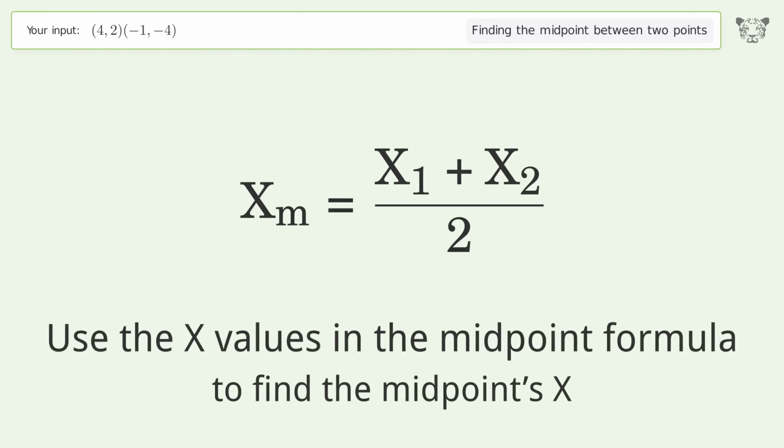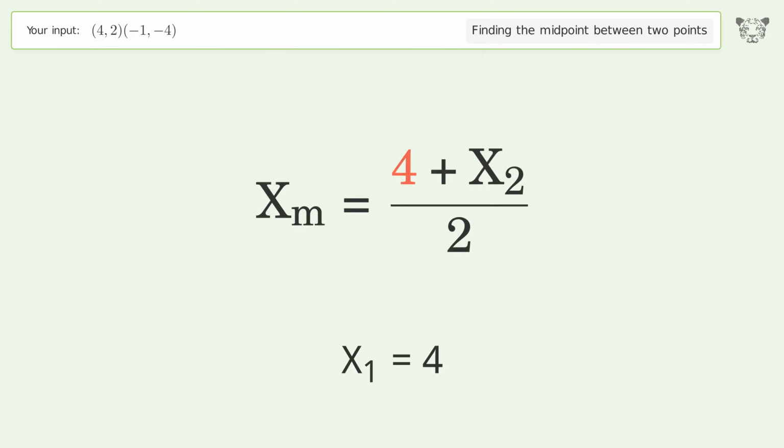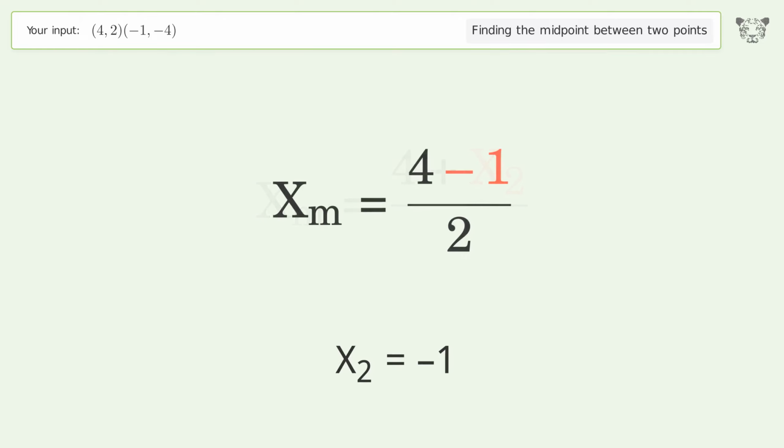Use the x values in the midpoint formula to find the midpoint's x. x1 equals 4. x2 equals -1. Simplify the arithmetic.